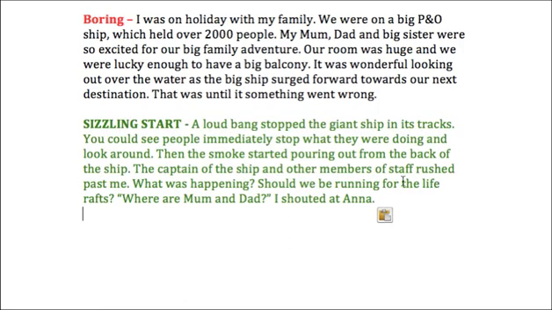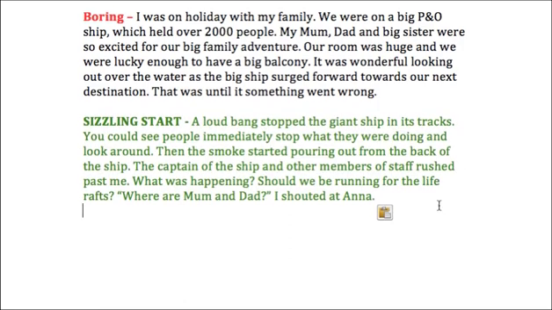So I think a sizzling start could be: A loud bang stopped the giant ship in its tracks. You could see people immediately stop what they were doing and look around. Then the smoke started pouring out from the back of the ship. The captain of the ship and other members of staff rushed past me. What was happening? Should we be running for the life rafts? Where are Mum and Dad? I shouted at Anna. Straight away, hopefully you get keen to read and find out what's happening next.